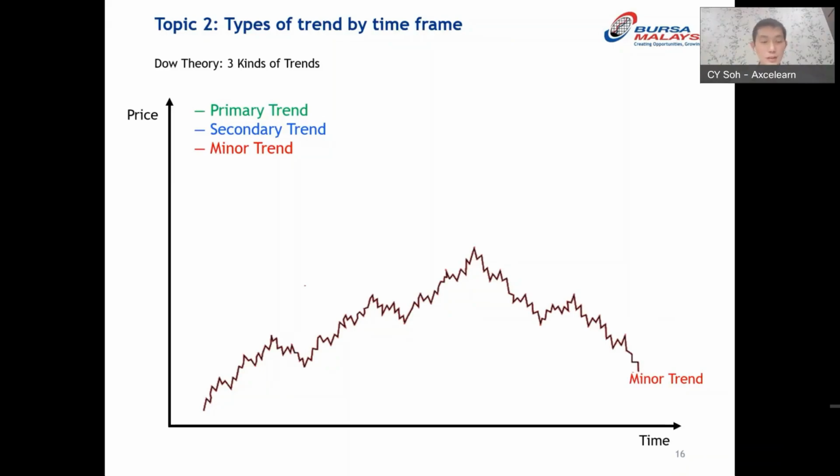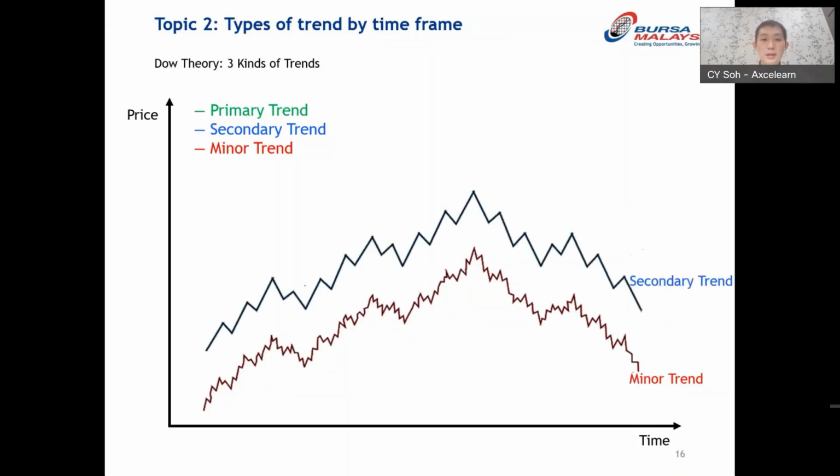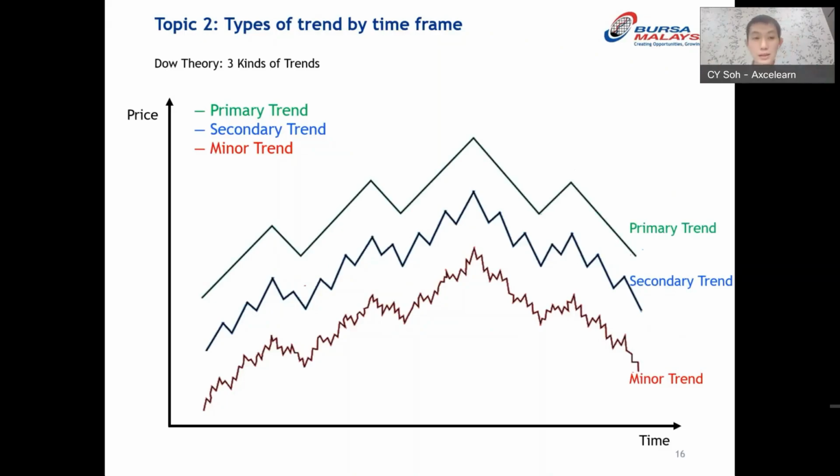It is very volatile. Similarly, if we look at the secondary trend, we can see that it is a little bit smoother. If you want to see a trend that is smoother and not so volatile, you can switch from your day chart to the weekly chart. Your weekly chart makes it easier to identify the secondary trend, which is a little bit smoother. And lastly, the primary trend is even smoother. You don't see so much volatility there.